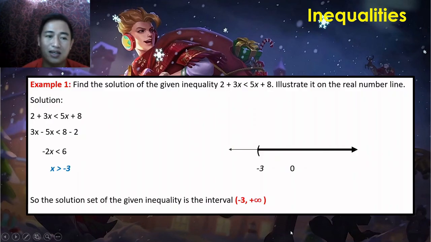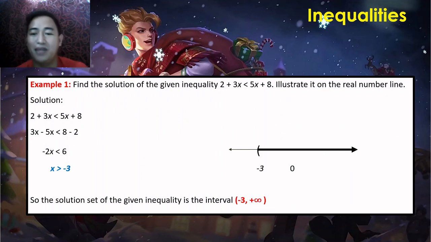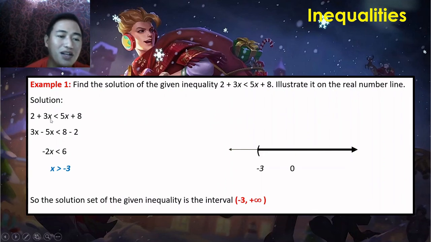Okay, next. Example number 1. Find the solution of the given inequality, 2 plus 3x less than 5x plus 8, and illustrate it on the real number line. Solving this is the same as solving an equation, but with an inequality sign. We separate the x terms from the numbers. 3x stays on the left. We transfer 5x to the left, so it becomes negative 5x. 8 remains on the right, and 2 is transferred to the right, so it becomes minus 2. The result is 3x minus 5x, which is negative 2x, and 8 minus 2, which is 6.